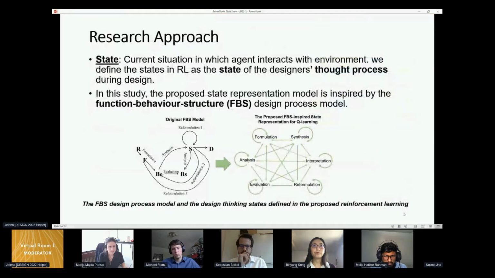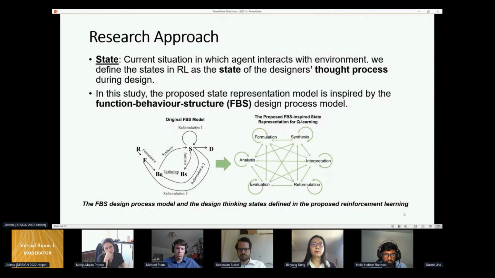Now I will briefly discuss the state, action, and reward formulation for our study. State is the current situation in which the agent interacts with the environment. In our study, since our goal is to mimic human design behavior, we define the state in RL as the state of the designer's thought process during design.